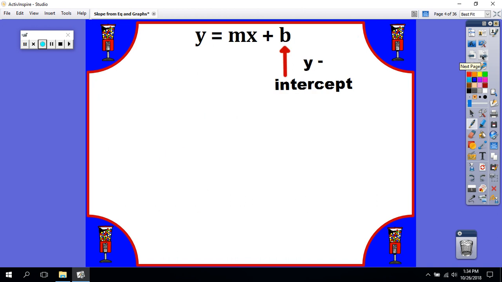All right, so when we have our equation, we know that the first thing is the plus b. Whatever value this is, it is known as your y-intercept. So on your paper, there's an arrow pointing to b, and there's a box below it. Fill that in with y-intercept. We call the plus b the y-intercept.